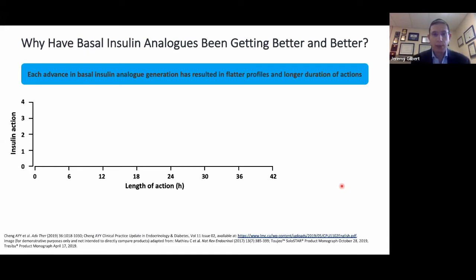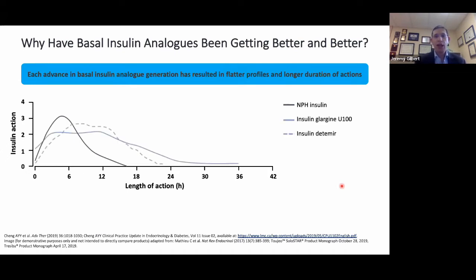So basal insulins certainly are getting better and better, and each advance has resulted in a better profile. And understanding the benefits of these newer generation basal insulin analogs comes down to understanding how they work. So let me show you how they work in terms of insulin action on the y-axis and length of action on the x-axis. You can see NPH tends to have this peak with the duration of action around 16 to 18 hours. And it's that peak that leads to higher hypoglycemia and perhaps why it's less preferred as a basal insulin. And then we have the development of glargine U100, such as Lantus or Basaglar, insulin detemir like Levemir. While flatter than NPH, they may not always last the full 24 hours, and also tend to have still a little bit of a peak action, which could lead to hypoglycemia.